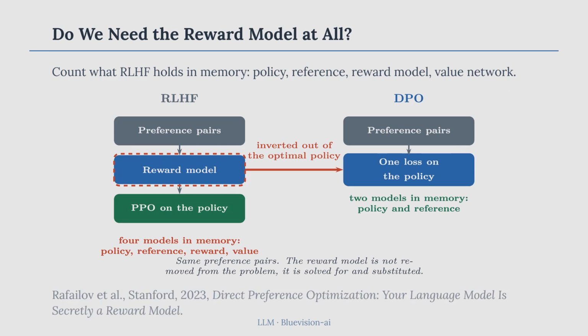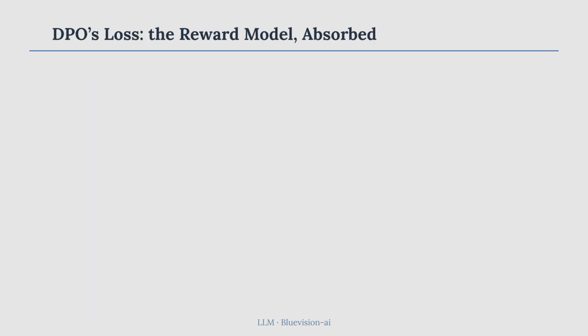Rafailov and colleagues at Stanford, 2023. The title tells you the whole result. Your language model is secretly a reward model. This is now the default recipe in open source alignment, mostly because 2 networks fit on hardware where 4 don't. I want to show you the substitution itself, because it's 2 lines and it's genuinely elegant.